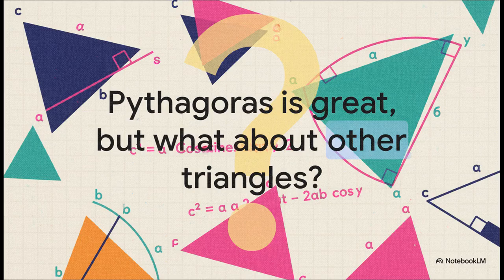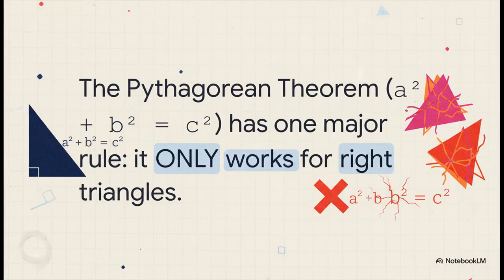Which kind of begs the question, what about all the other triangles out there? You know, the ones that aren't so perfectly angled? How do we solve those? And here's the catch. The entire magic of a squared plus b squared equals c squared hinges on having that perfect 90-degree angle. The second that angle changes, even a little bit, the whole formula just falls apart. And that is the exact problem we are here to solve.